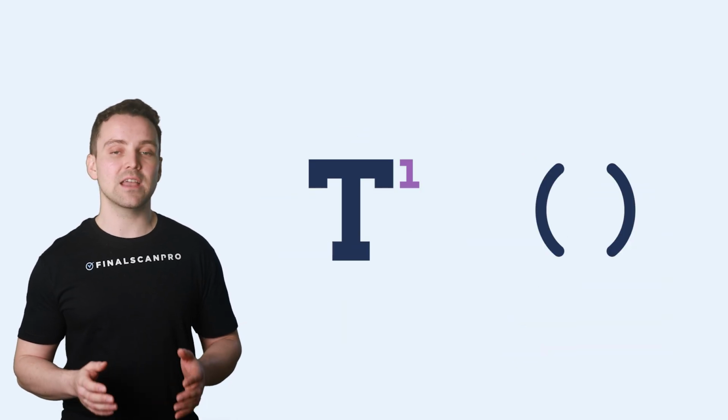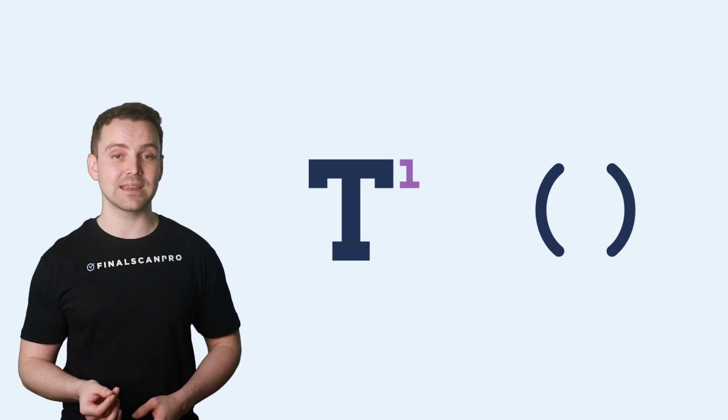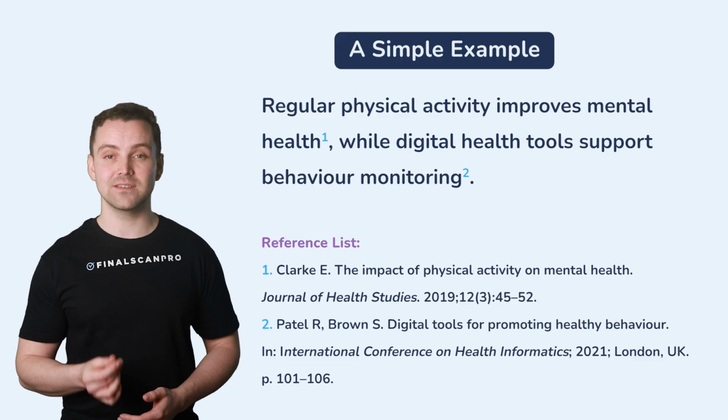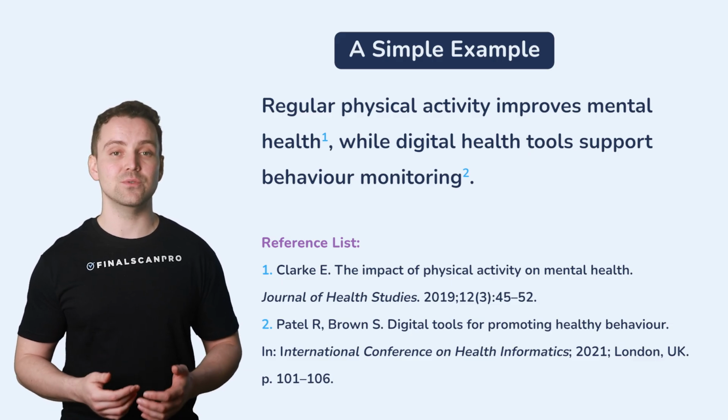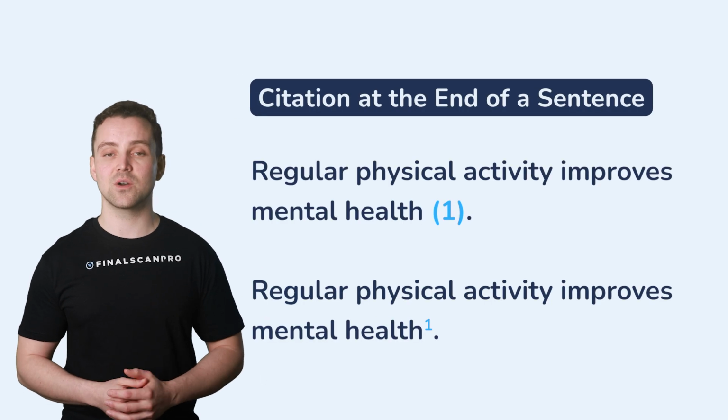Vancouver style uses a numbered citation system, where sources are cited using numbers in brackets or as superscripts. Each source is numbered in the exact order it first appears in the text, and that number is reused every time you cite the same source again. Let's take a look at some examples.